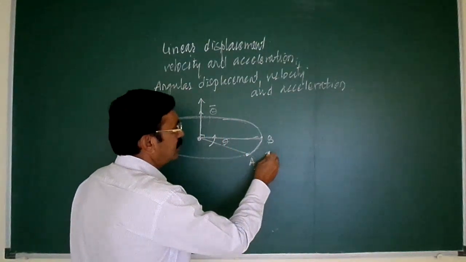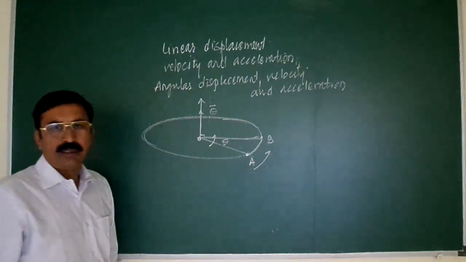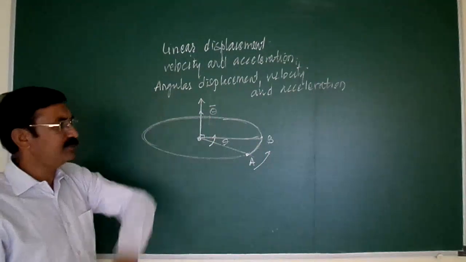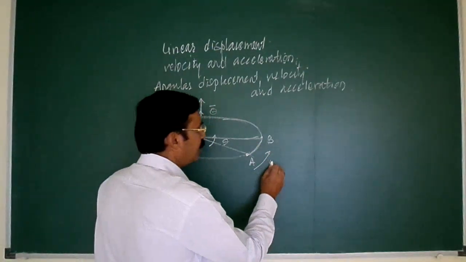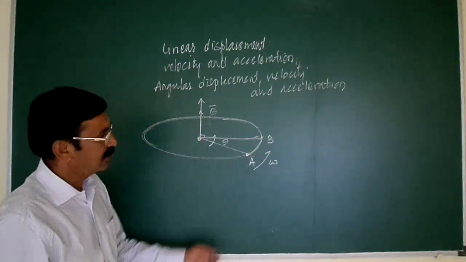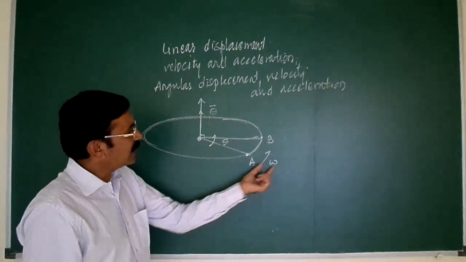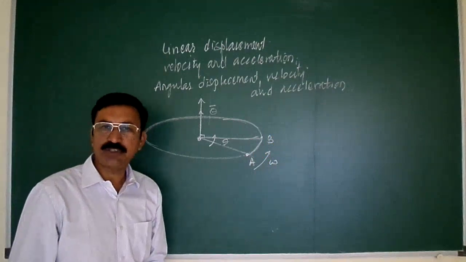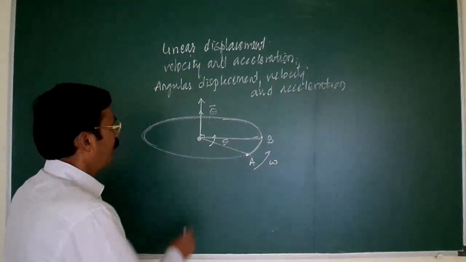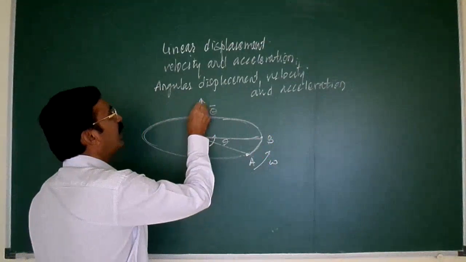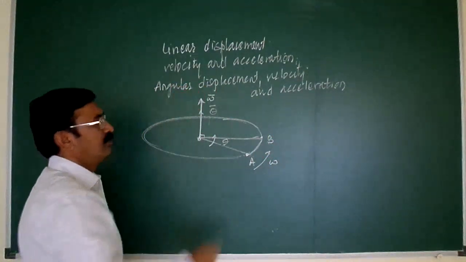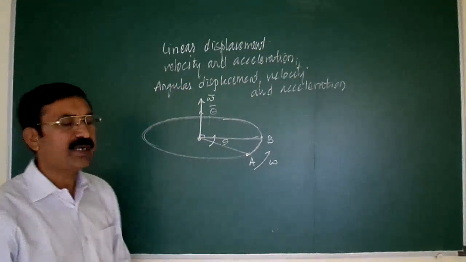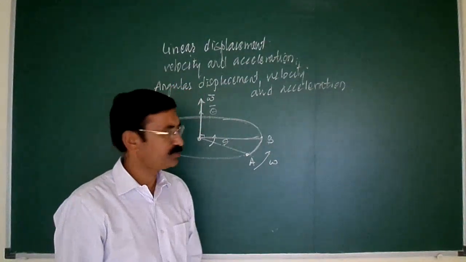With change in displacement with respect to time, angular velocity omega, its magnitude will be in the plane in which the particle is performing circular motion, but the omega vector will be perpendicular to the plane in which the particle is performing circular motion.